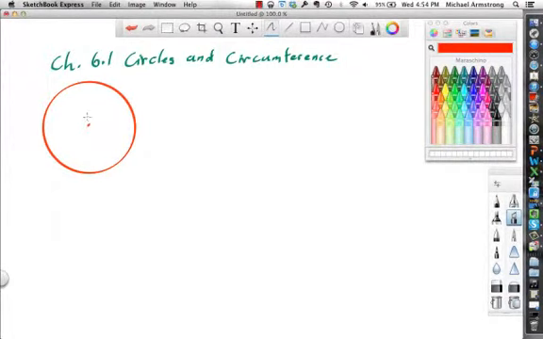We can label that with just a little C. They usually will draw a line across the circle. Maybe we'll make it green, and the line that goes across the circle goes from one edge and it crosses the circle, but always goes through the center. It has to cross the circle and go through the center. See, this crosses the circle, but it doesn't go through the center. If it crosses the circle and goes through the center, that's called a diameter. So we'll put a little D here for diameter.